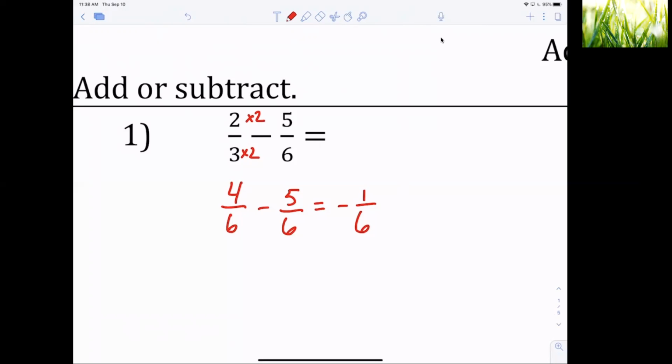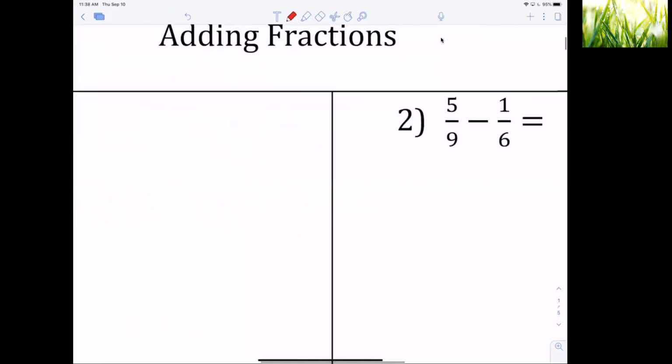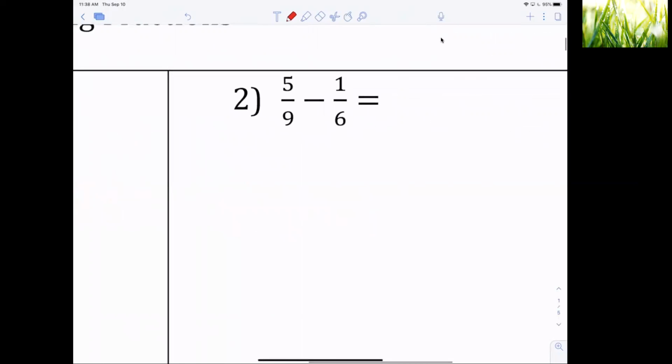All right, let's knock out number 2. So again, the least common denominator, come on everybody, 18. Is everybody okay with that? Now, most people are not good at multiplication facts. That's hard. Does everybody agree with me? If you know your math facts pretty well, then it's not so bad.